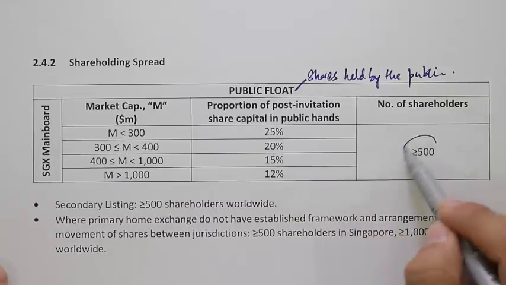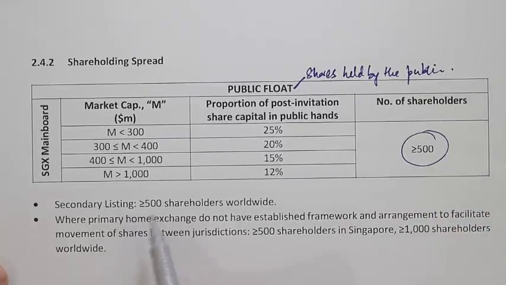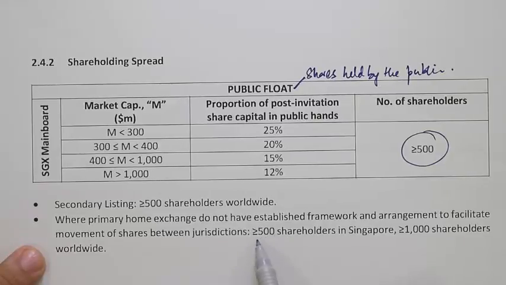And the number of shareholders must be more than 500. Under secondary listing, you must have more than 500 shareholders worldwide. And where the primary home exchange does not have the established framework and arrangement to facilitate movement of shares between jurisdictions, well, you must have more than 500 shareholders in Singapore and more than 1,000 shareholders worldwide.